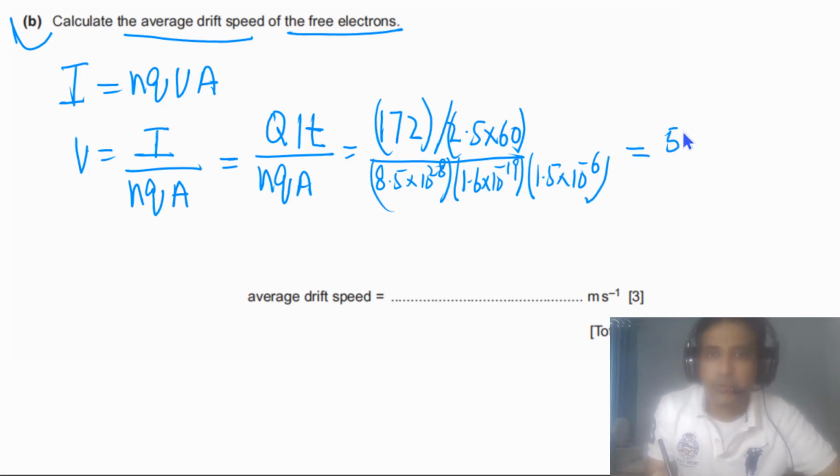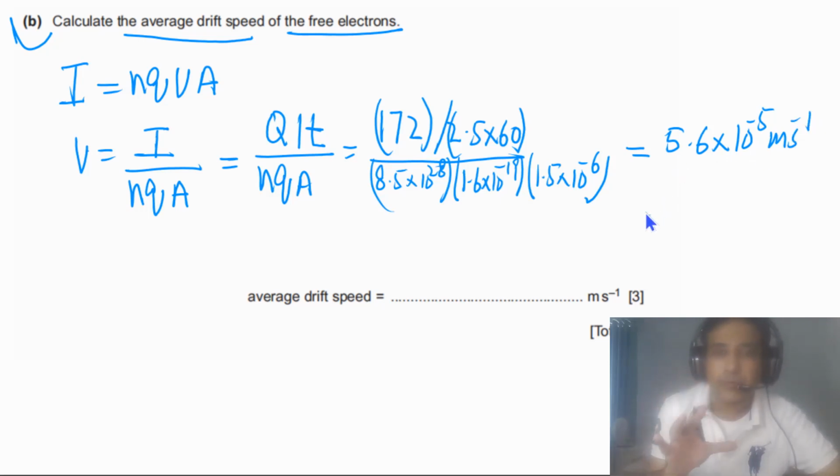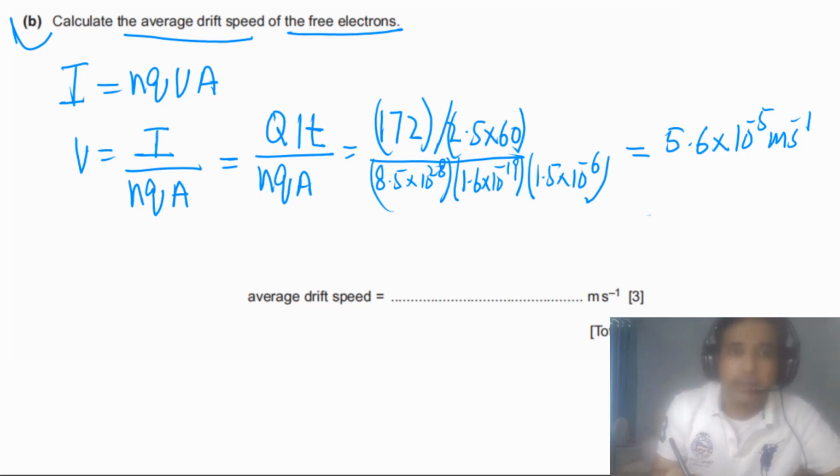If we calculate, our final answer should be equal to 5.6 times 10 to minus 5 meters per second, up to 2 SF, because the least number of SF in the raw data we have is 2 SF. So our final answer also should have 2 SF.